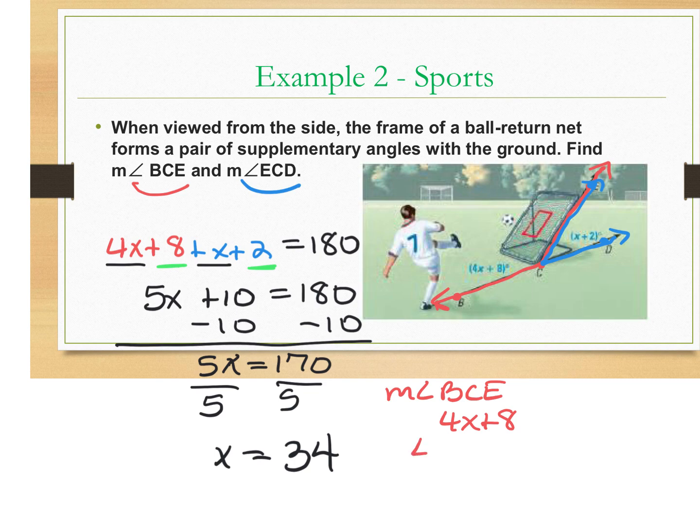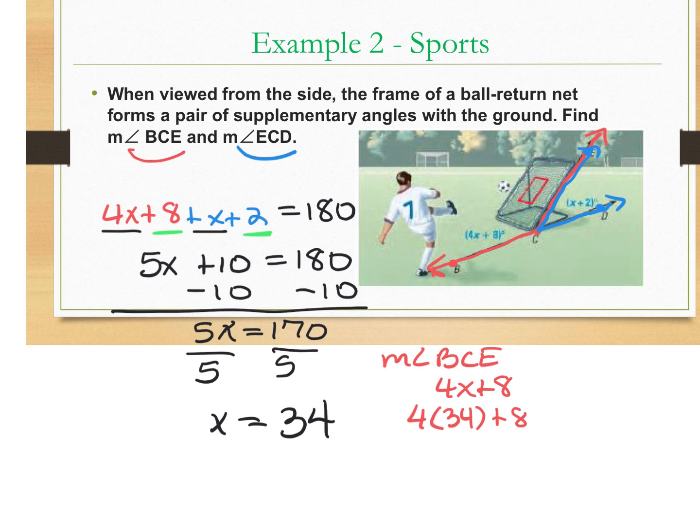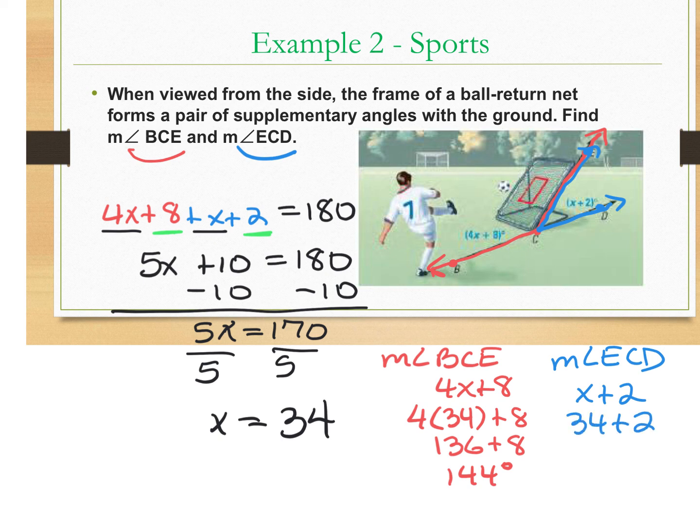So it wants me to find the measure of angle BCE, and BCE is the 4x plus 8. So I'm going to take out x, replace it with 34. I'm going to multiply it by 4. 4 times 34 gives me 136. And then I'll add that to 8, and I get 144. I also need to go back and find the measure of the other angle, ECD, and that's represented by x plus 2. Replace x with 34, add the 2, and I get 36.